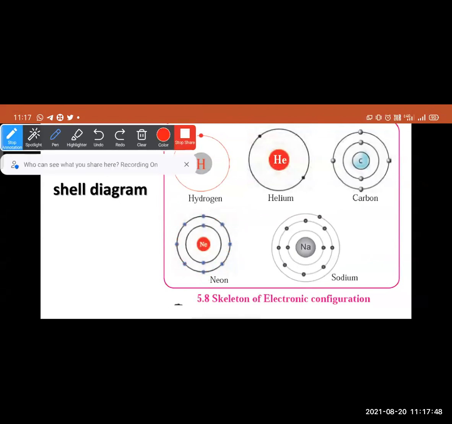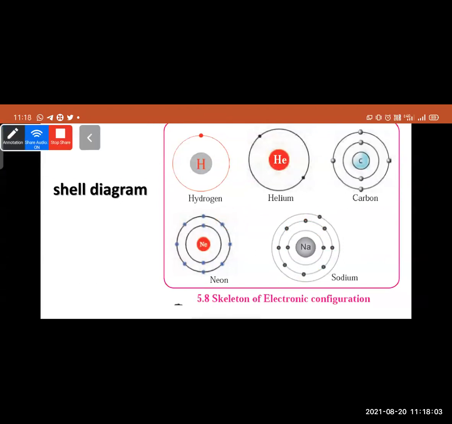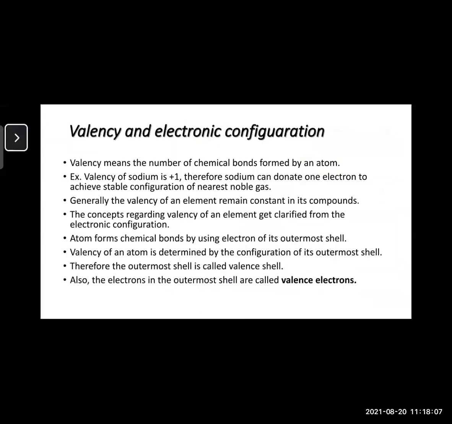In case of sodium, the first orbit will have 2 electrons, the second one will have 8 electrons, and the last orbit, that is the third orbit, will have 1 electron. So this is the skeleton of the electronic configuration shell diagram.